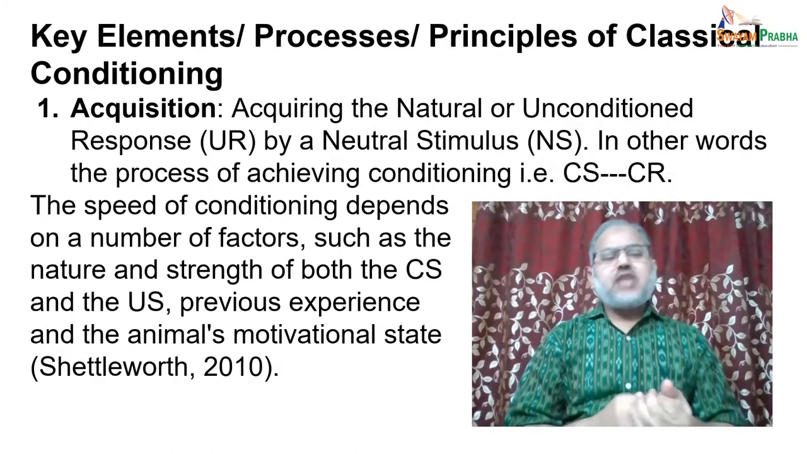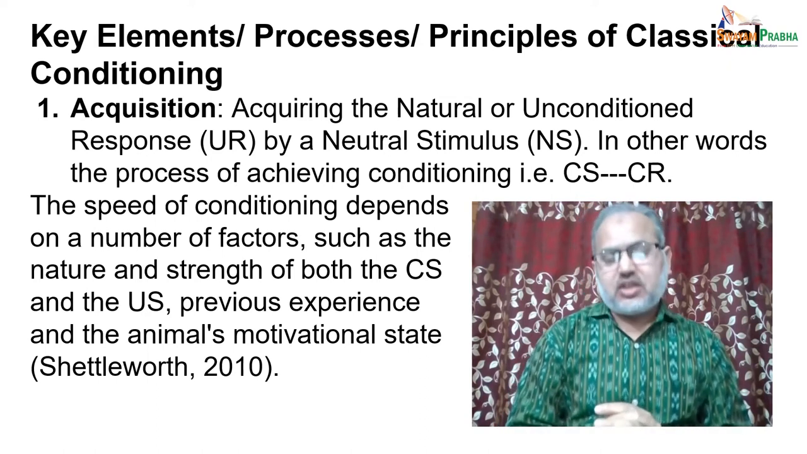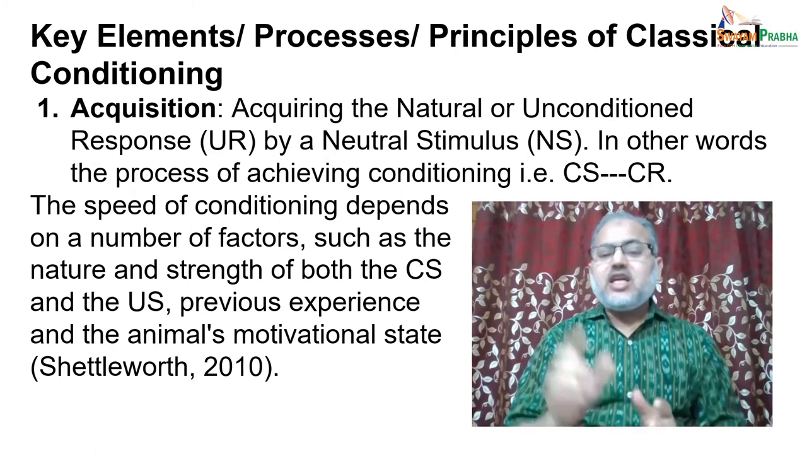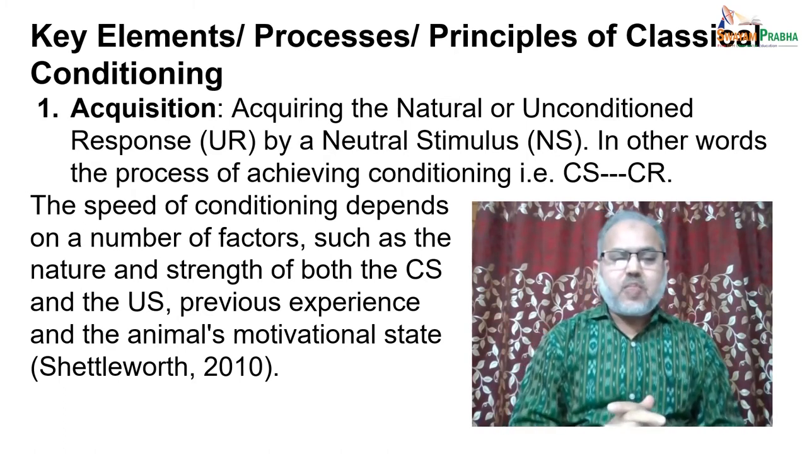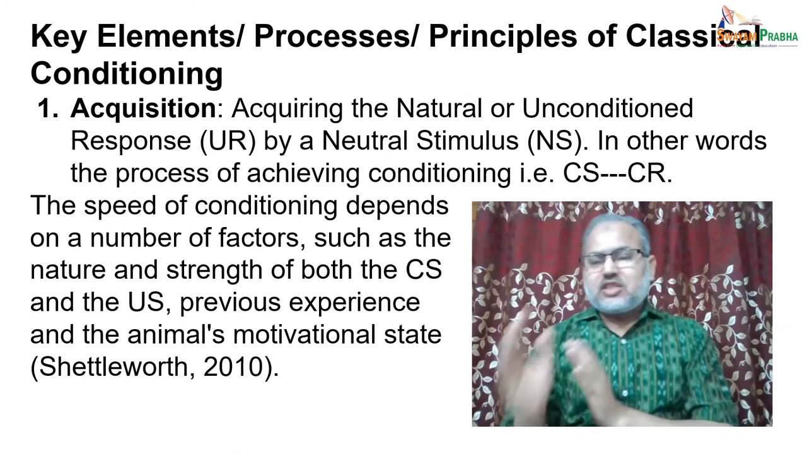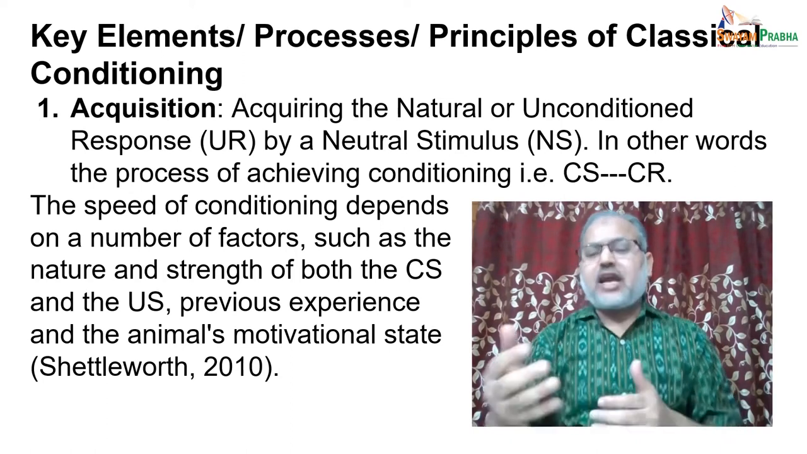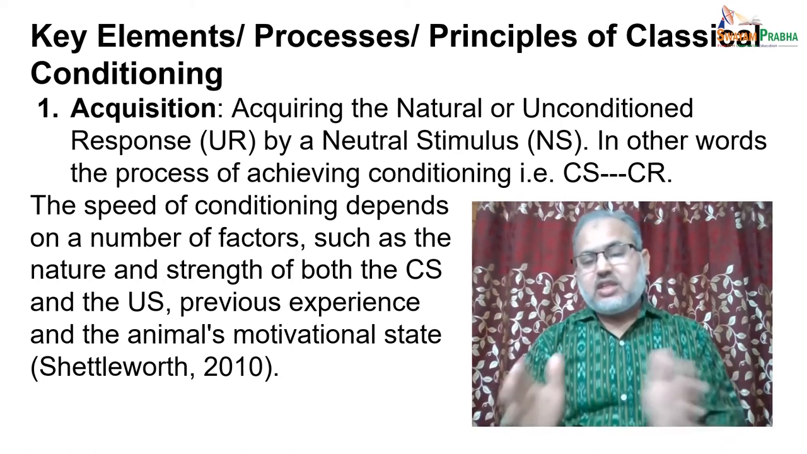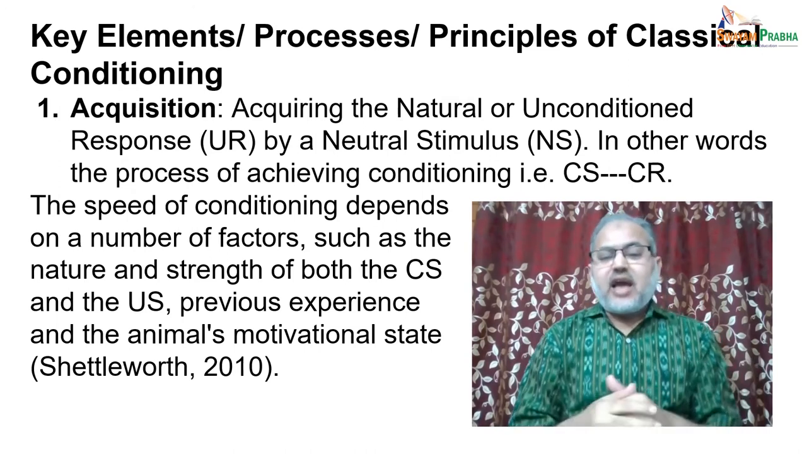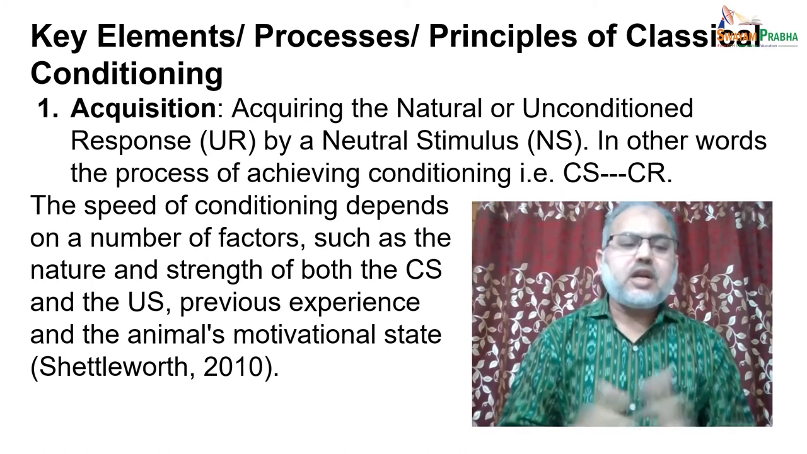So friends, now try to understand the key elements or processes or principles of classical conditioning. First of all, let us discuss acquisition. Acquisition is the process of acquiring the natural or unconditioned response by a neutral stimulus, that is NS. In other words, the process of achieving conditioning, that is the bond between conditioned stimulus and conditioned response, is basically the process of acquisition. The speed of conditioning depends on a number of factors, such as the nature and the strength of both the conditioned stimulus and the unconditioned stimulus. Similarly, other factors may be the previous experiences and the animal's motivational state, which also play a very important role in acquisition of some new learning.